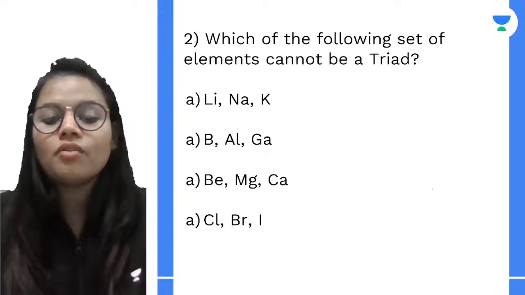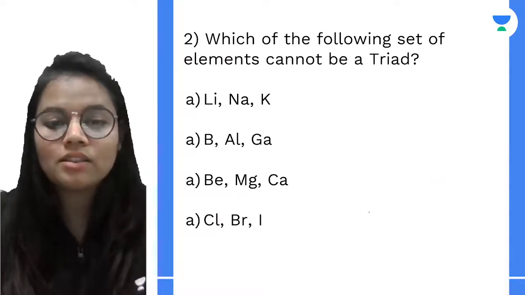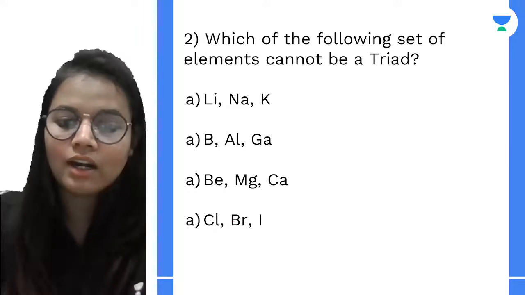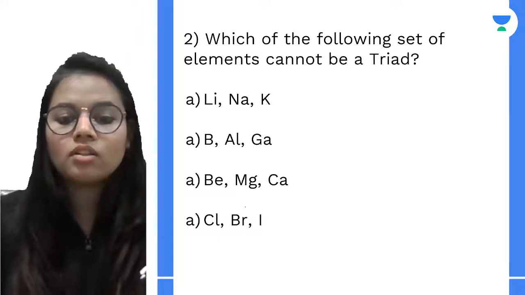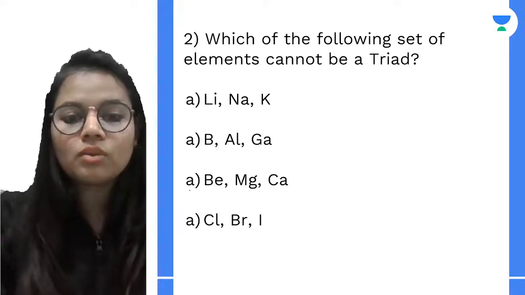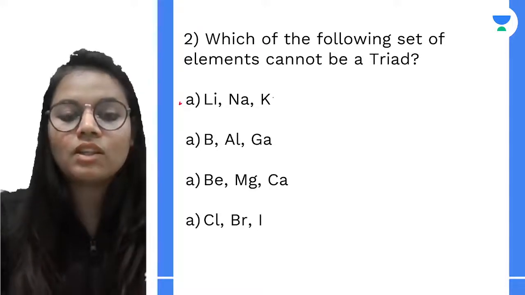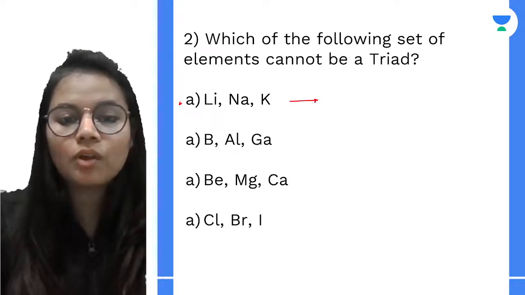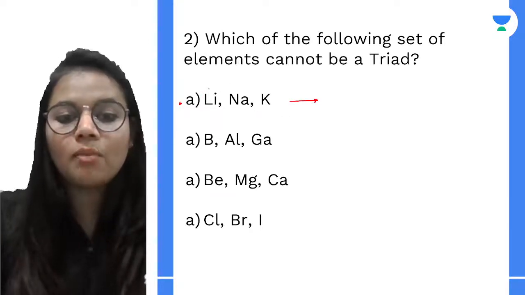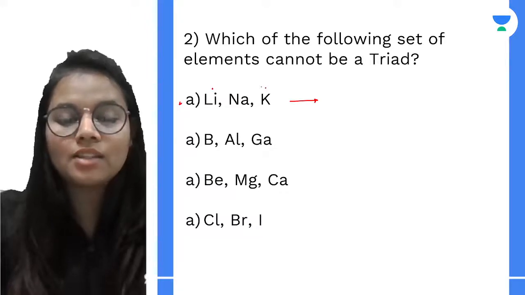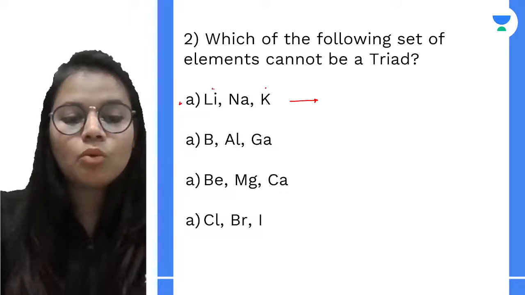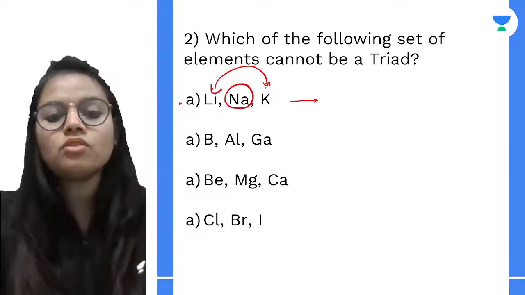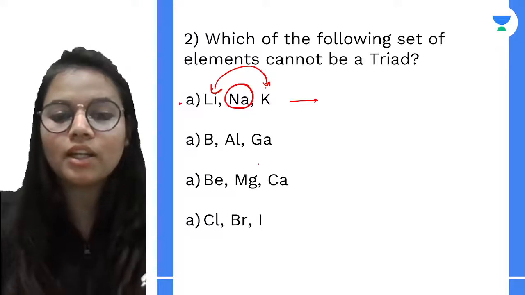If I talk about the triads, chlorine, bromine and iodine, they of course are a triad. If we start with the first one, lithium, sodium and potassium, these are the alkali metals. If I go for the mass of lithium and potassium, their average will be equal to the mass of sodium approximately.